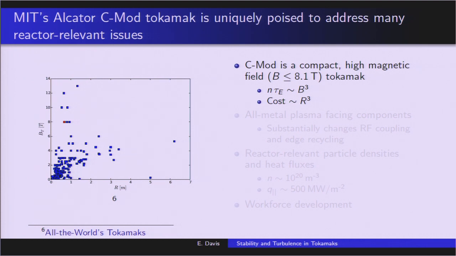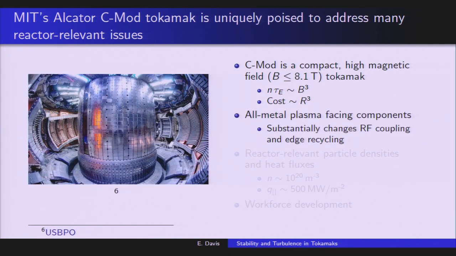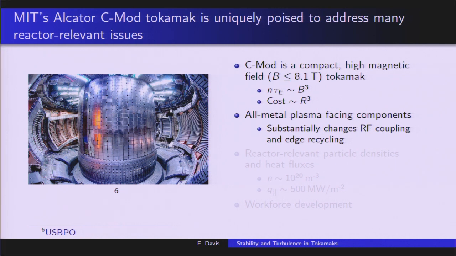So having a high magnetic field allows you to get good confinement, and the cost also scales roughly as the volume of the device, or R cubed. So keeping that small is important for making these things economical. C-Mod also has all metal plasma-facing components. You can see that with this shot in the vessel of the device. You can see here's this torus-like shape and all these metal tiles.